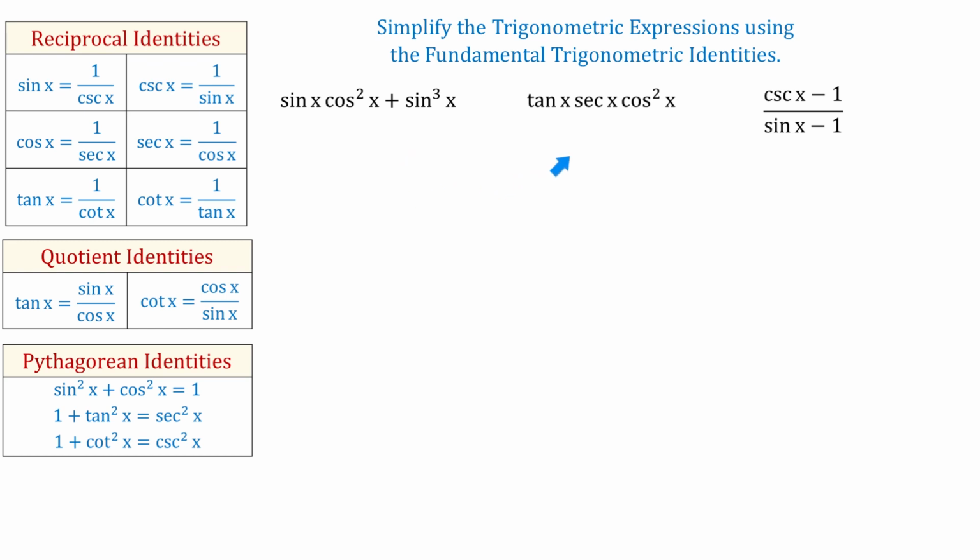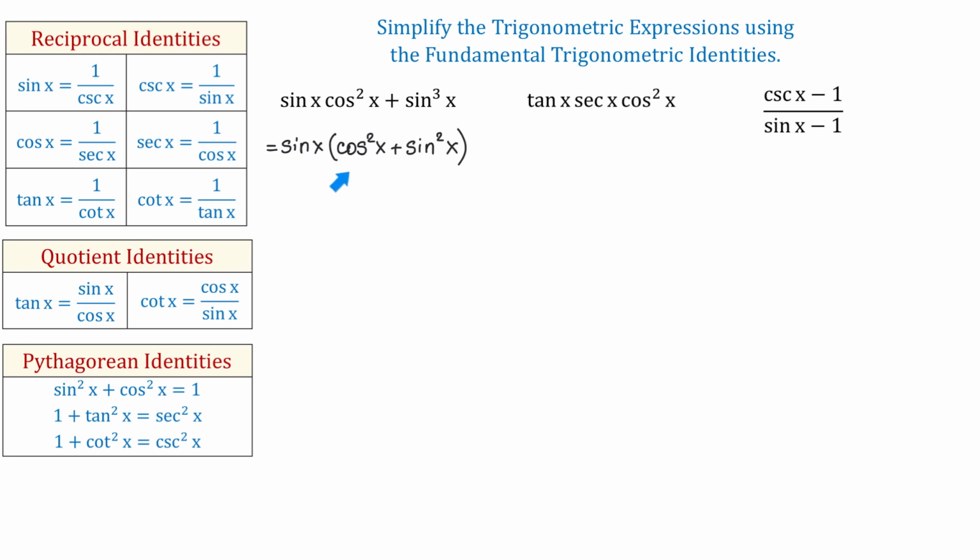Here we have three expressions, and the first one is sine of x times cosine squared of x plus sine cubed of x. This expression has two terms, and notice that both of them have sine of x. So let's try to factor it out. So we will have sine of x, parenthesis, cosine squared of x plus sine squared of x.